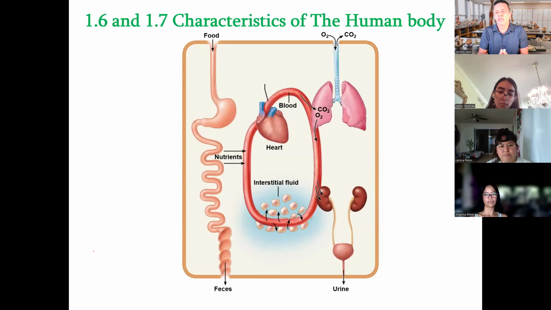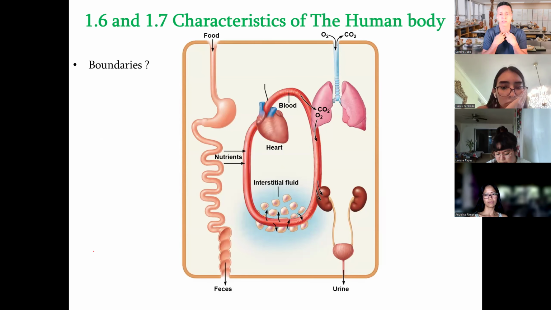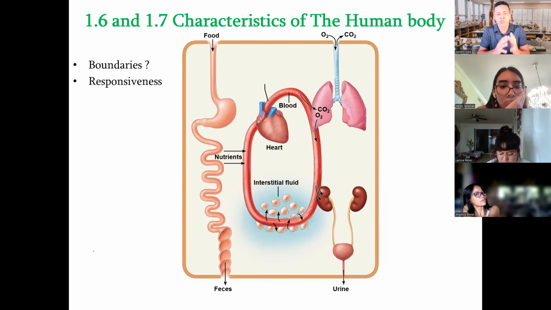Now, what are some of the characteristics of the human body? What are the things that we need to have in order for us to exist, to be able to survive? Well, we need to have a boundary in our body. What is our boundary, folks? Our skin. Like I said earlier, the skin separates the internal environment from the external environment. We need to be able to respond to the changes in our environment. We need to have what is called responsiveness. What does that mean? Let me give you some examples, okay?